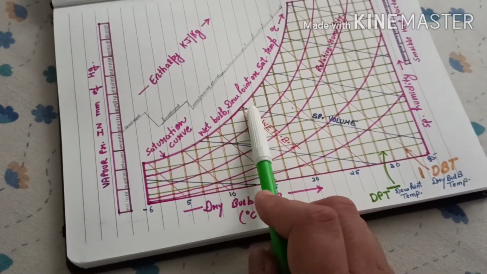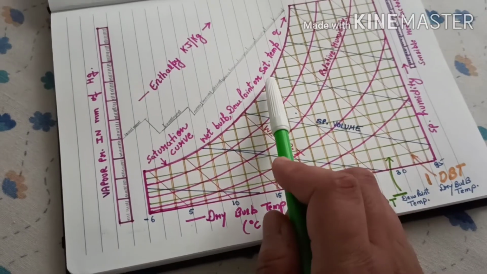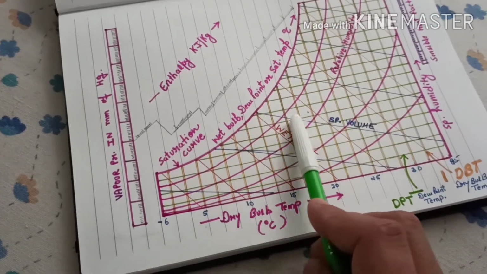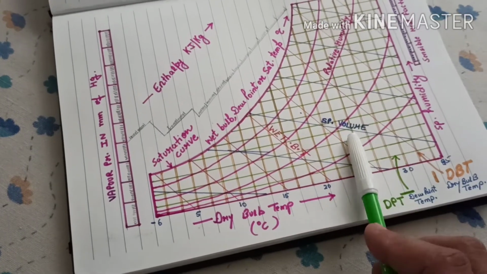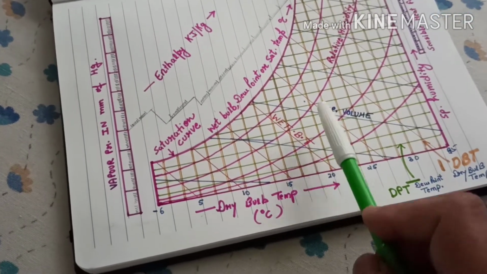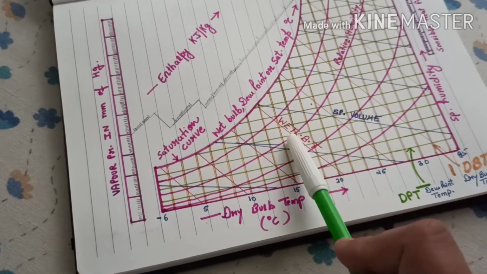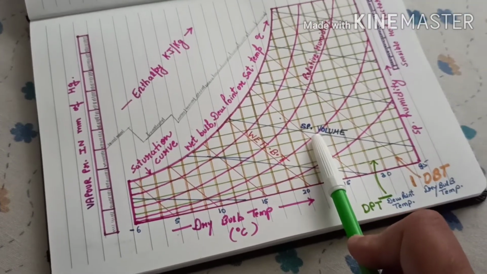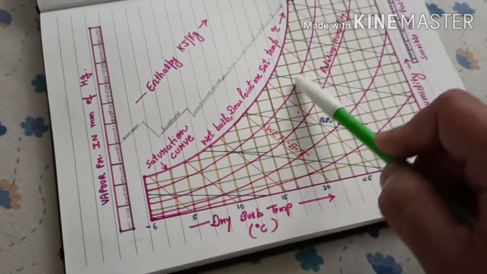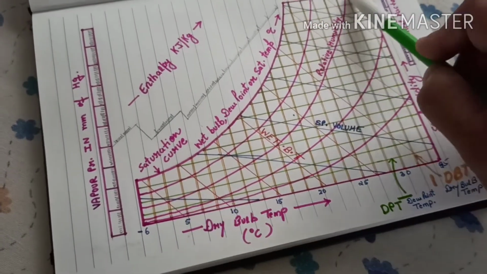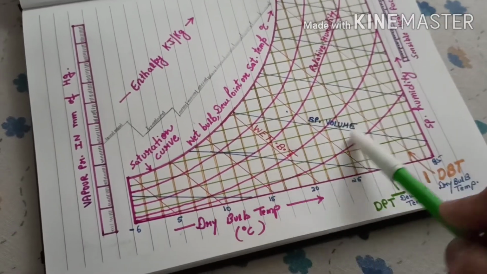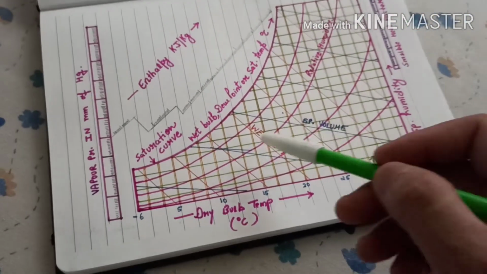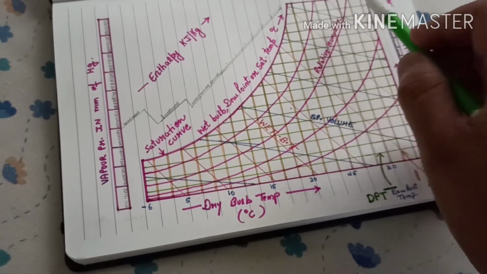Then come the specific volume lines. Specific volume lines here are shown by the blue pen, and these are also slightly inclined to the graph. You can see there is a difference between the inclination of WBT lines and specific volume lines. These pink color curved lines are the relative humidity lines.